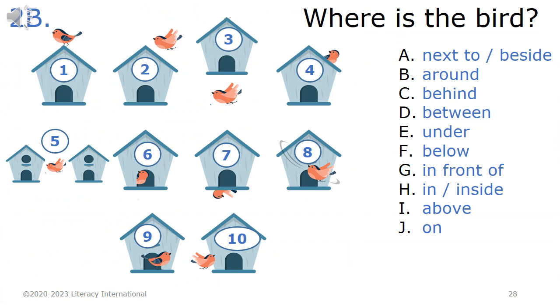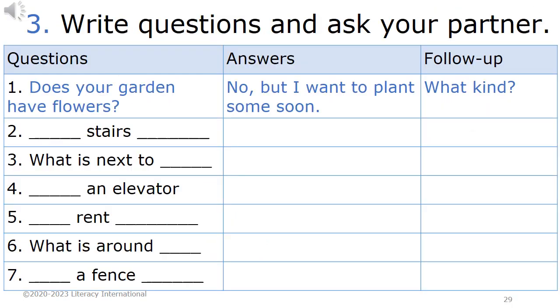2B. Where is the bird? A. Next to, beside. B. Around. C. Behind. D. Between. E. Under. F. Below. G. In front of. H. In, inside. I. Above. J. On.